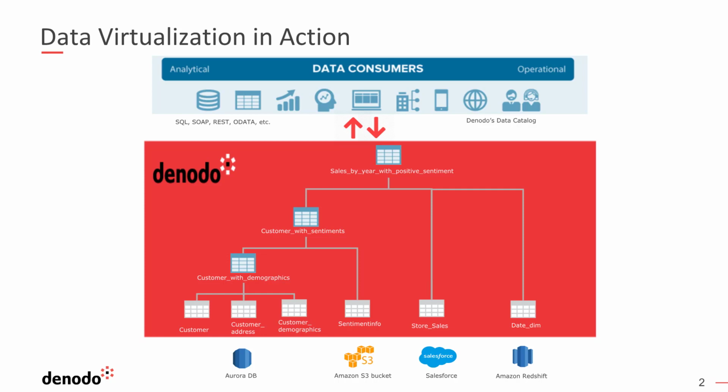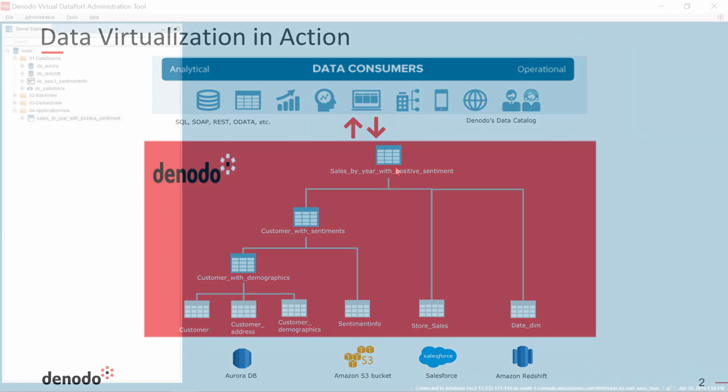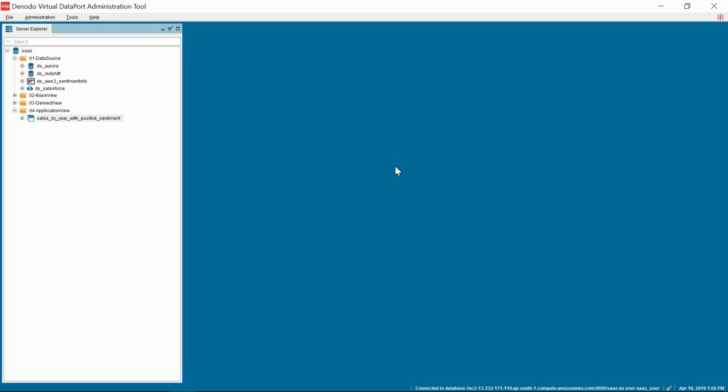Before we show and brief you on the final view, let's see how the data sources are connected in Denodo. Let's get started. The Virtual DataPort Administration Tool is a development studio that allows connecting to data sources and modeling data. As each cloud source would require a different access method, let's see each one of them and how they are connected.